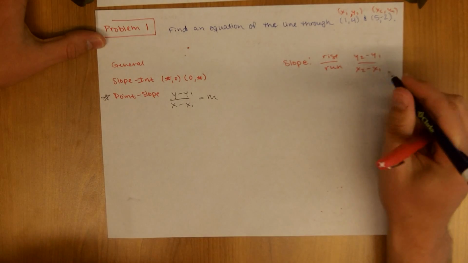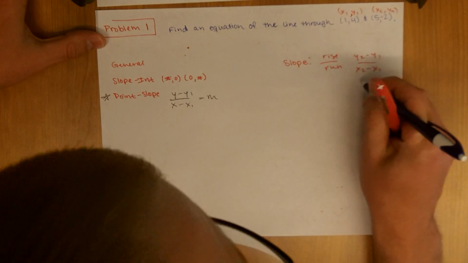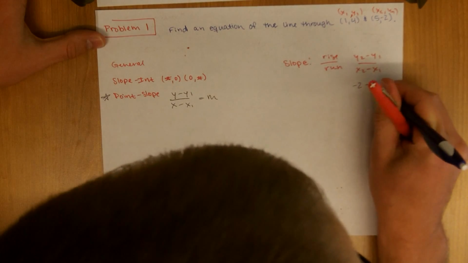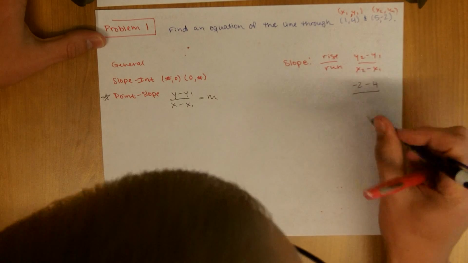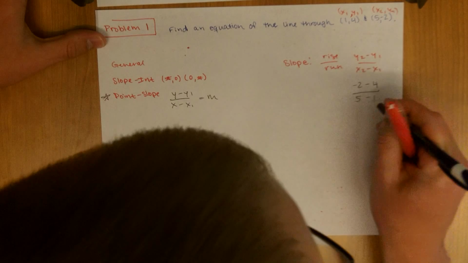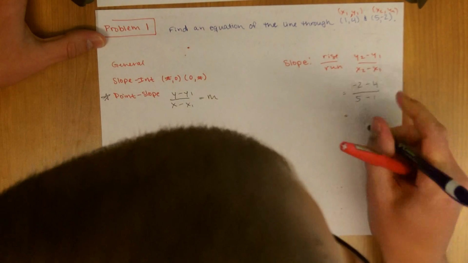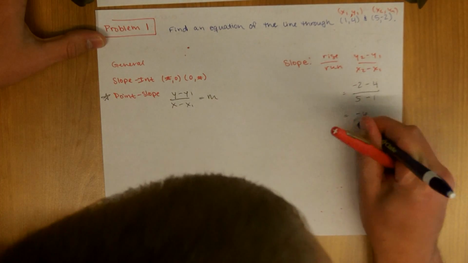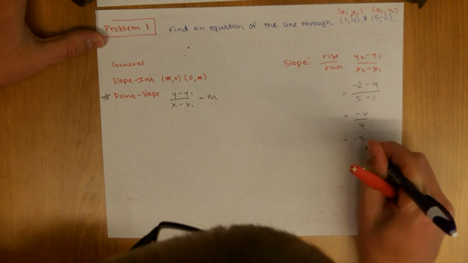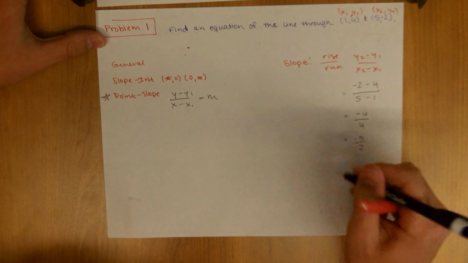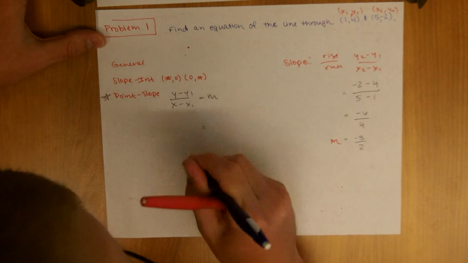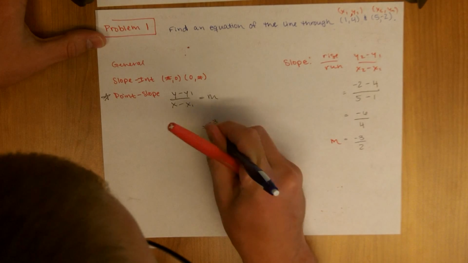Plugging in, substituting in what we know. y2 is negative 2 minus y1, which is 4, over x2, which is 5, minus x1, which is 1. Solving this, we have negative 6 over 4, and we can simplify that to be negative 3 over 2. So this is actually m, and we can plug that in right here. m is negative 3 over 2.